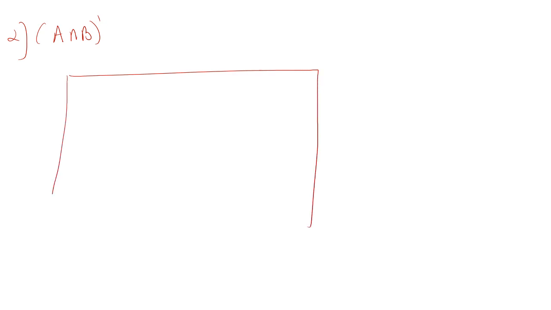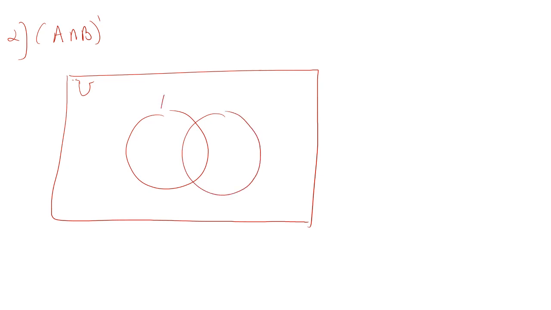Next one, same question. Draw the Venn diagram for A intersection B whole complement. This is the second question. Again we have to consider the universal set which is always represented in a rectangle. This whole is the universal set. Two sets are there, A, B. Now intersection means this is the intersection part. If you shade this whole, this much part is the intersection. So what is the meaning of this one?